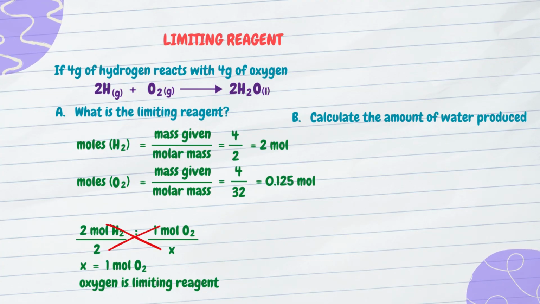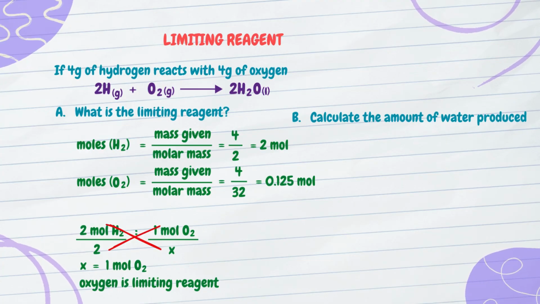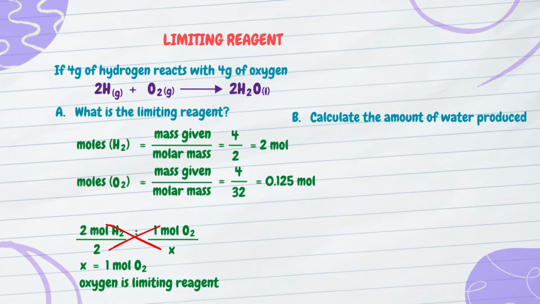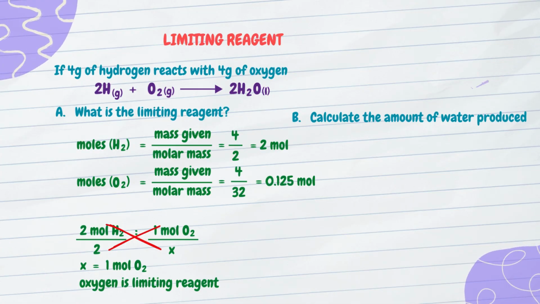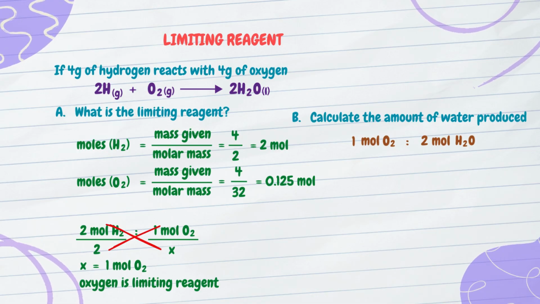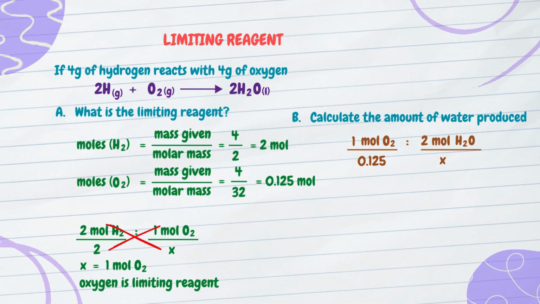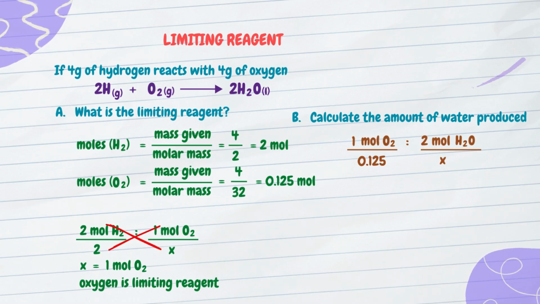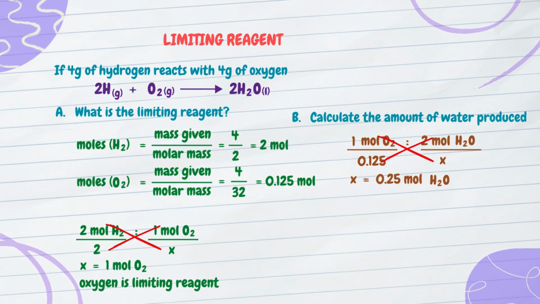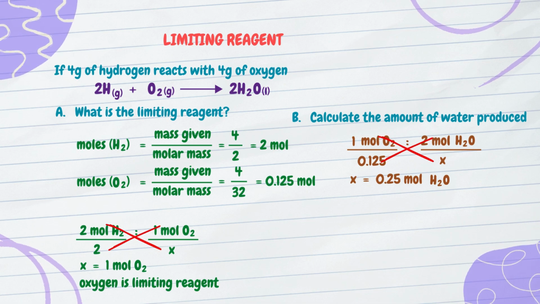To find the amount or mass of water produced, we use the mole ratio of the limiting reagent, which is oxygen, to find the moles of the product, then convert the moles of the product to mass. From the chemical equation, 1 mole of oxygen produces 2 moles of water, then 0.125 moles of oxygen can produce what moles of water? We cross-multiply 0.125 times 2. This gives 0.25 moles as the moles of water produced.